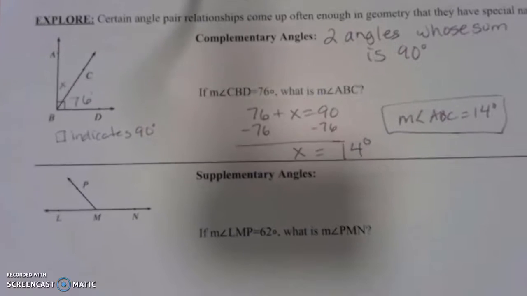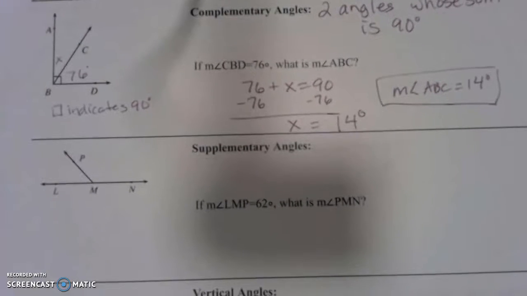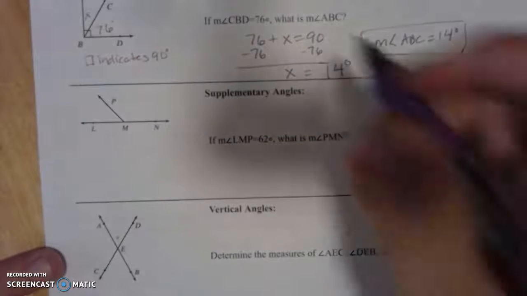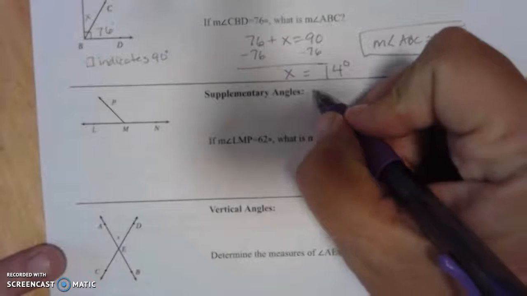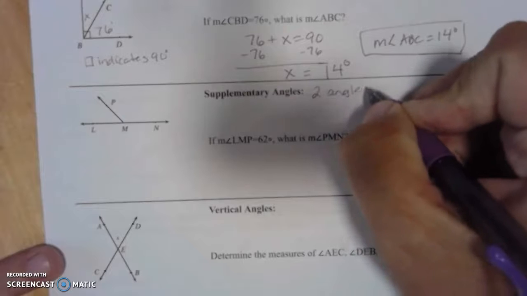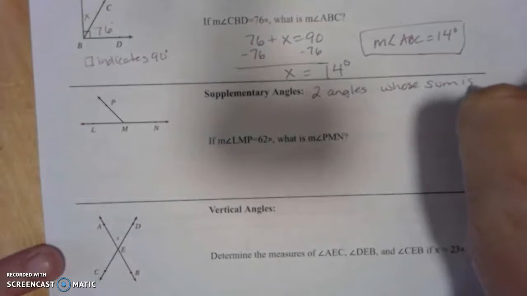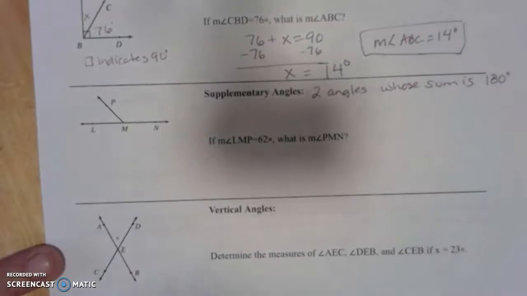Okay, let's look at supplementary angles. I have the shadow of my little camera here. Supplementary angles: two angles whose sum is 180 degrees.